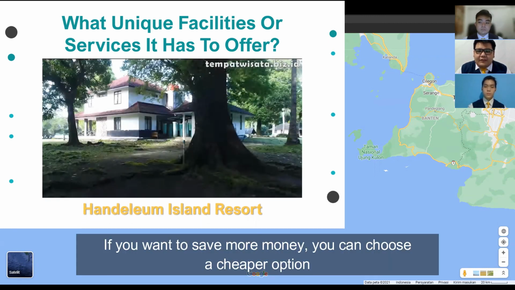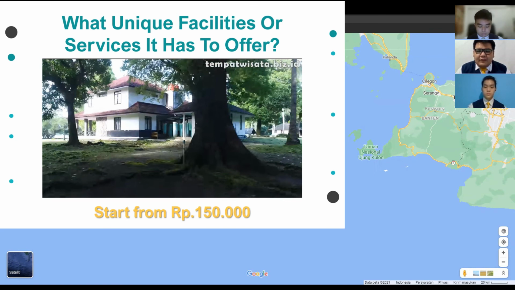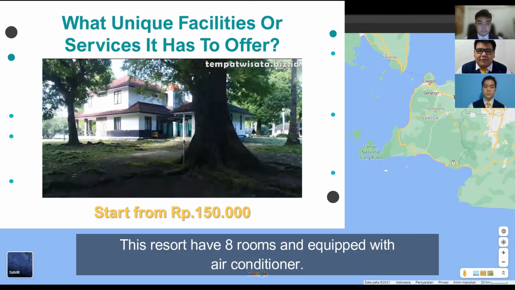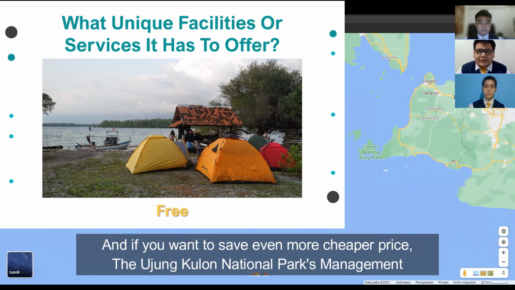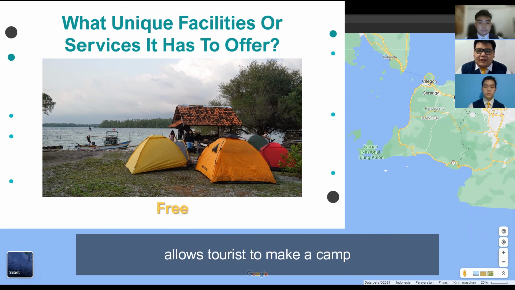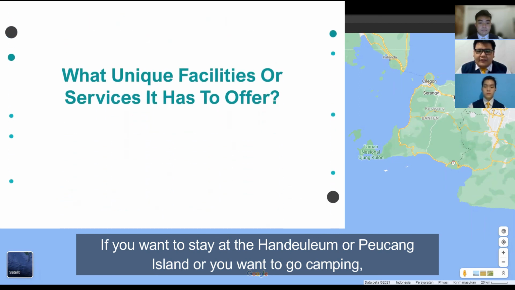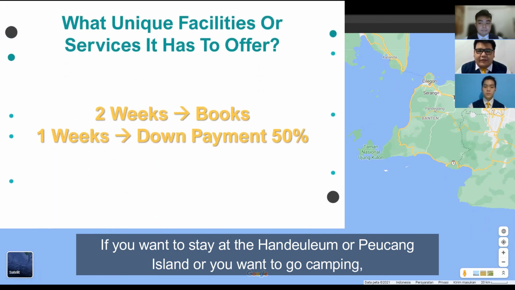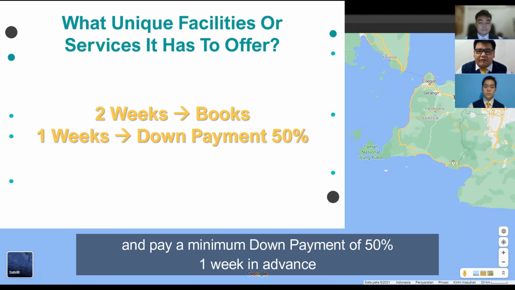If you want to save more money, you can choose a cheaper option at Hondolum Island that starts from 150,000 rupiah. This resort has 8 rooms and is equipped with an air conditioner. And if you want to stay for an even cheaper price, the Ujung Kulon National Park's management allows tourists to make a camp. If you want to stay at the Hondolum or Pyuchang Island, or you want to go camping, then you need to make an order at least 2 weeks in advance and pay a minimum down payment of 50% 1 week in advance.